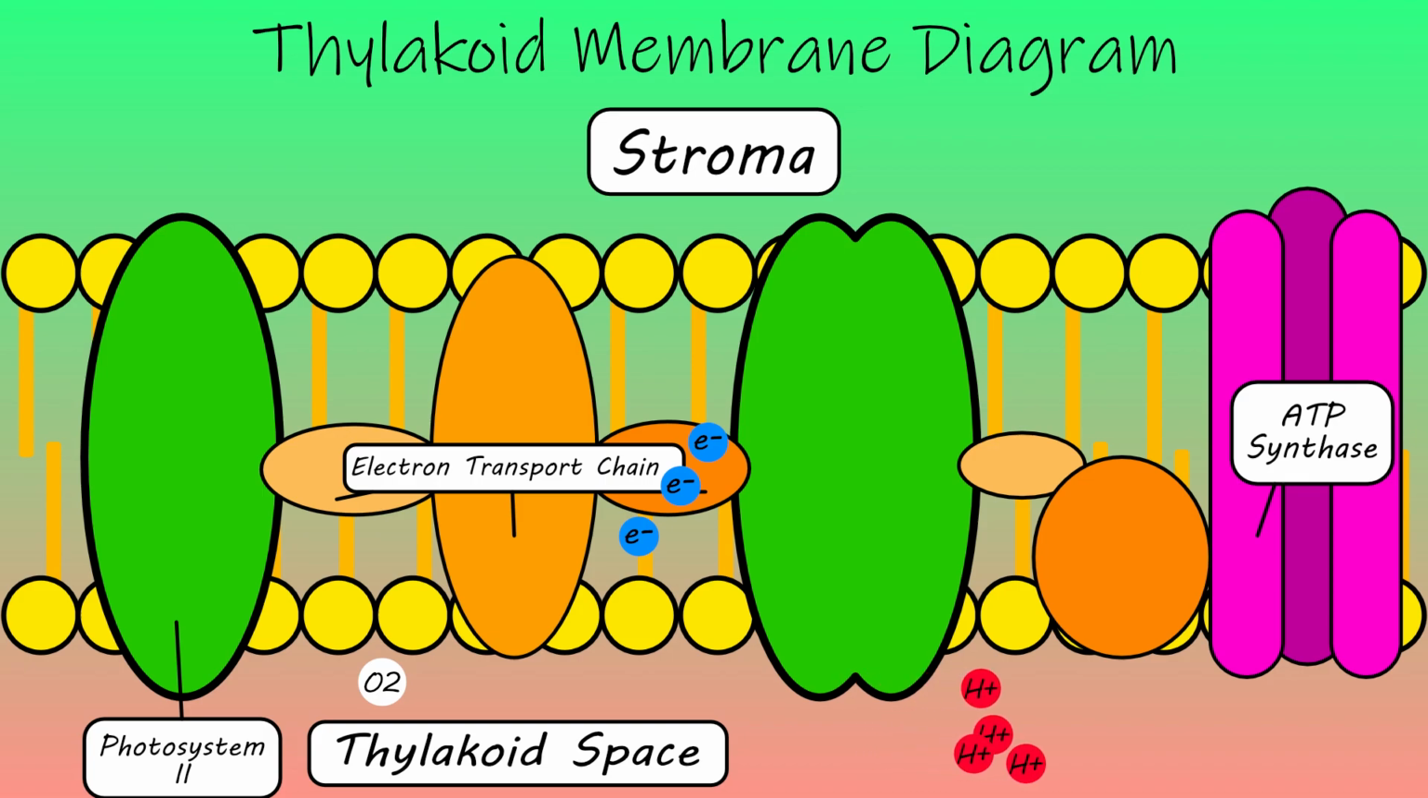This process of hydrogen ions moving through the protein allows ATP synthase to produce ATP. This ATP will be later used in the Calvin cycle, the second part of photosynthesis. Our electrons have finally reached photosystem 1.